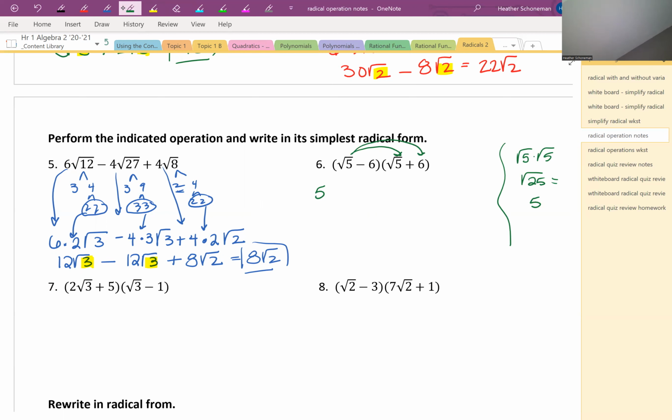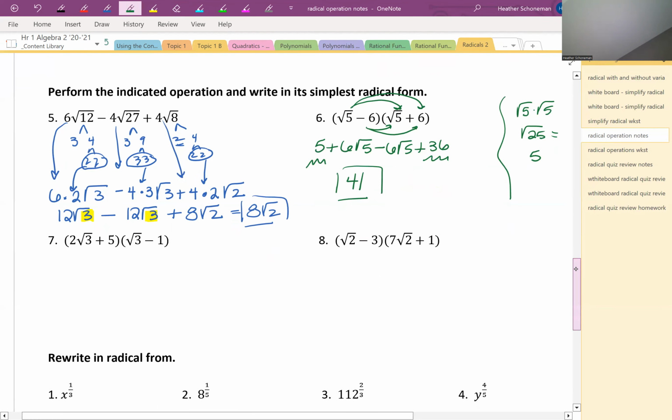Okay, so this is going to be 5. Then over here, I get square root 5 times 6, so that's plus 6 square root 5. Over here, I get minus 6 square root 5. And then negative 6 times 6 is plus 36. Now I'm going to combine like terms. 5 and 36 is 41. And 6 square root 5 and negative 6 square root 5, those just cancel out. So my final answer of all that is just 41.